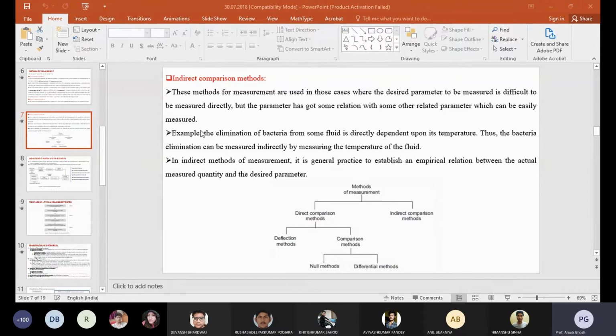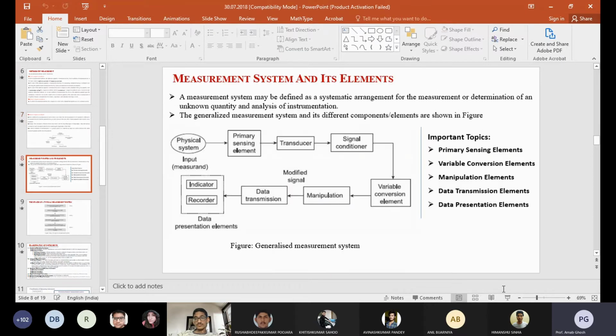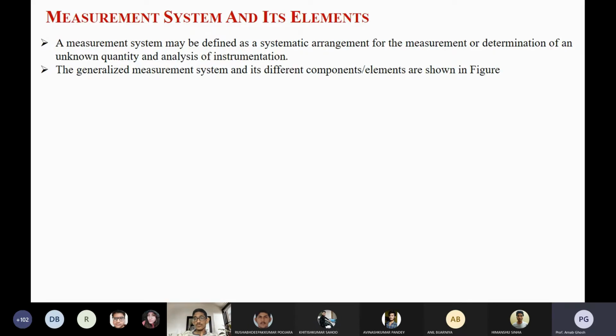So in my last class, I discussed different direct measuring methods and indirect measuring methods. After that, I discussed this slide, but all of you told me that it is not visible from your end, so I need to rediscuss these portions. Okay, measurement system and its elements.